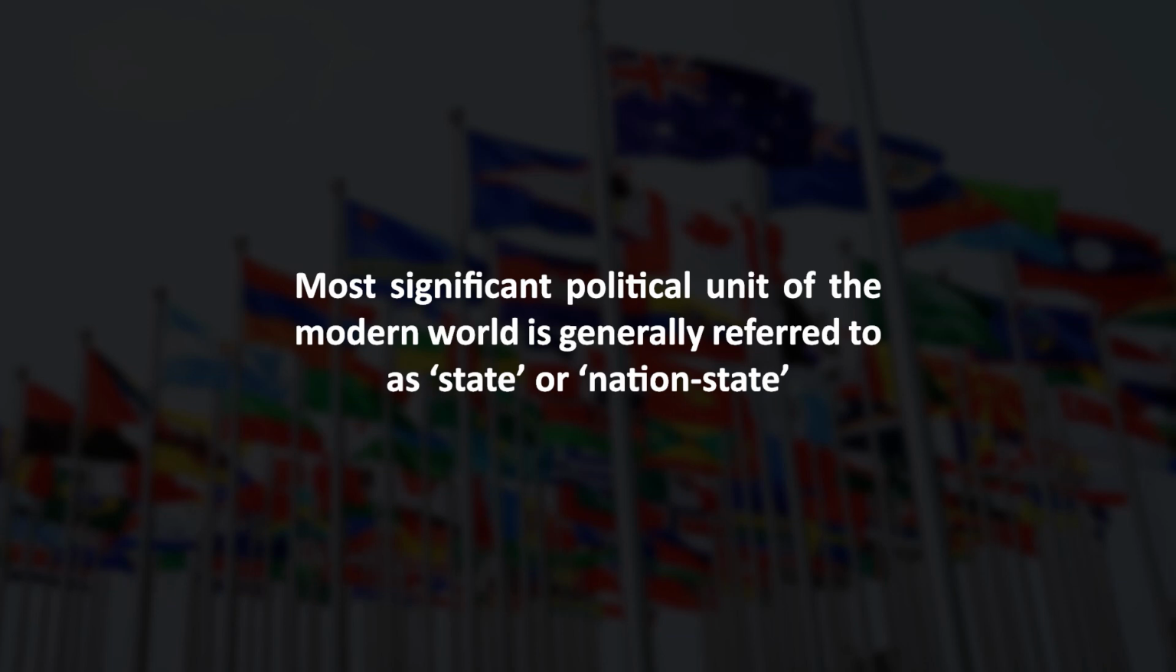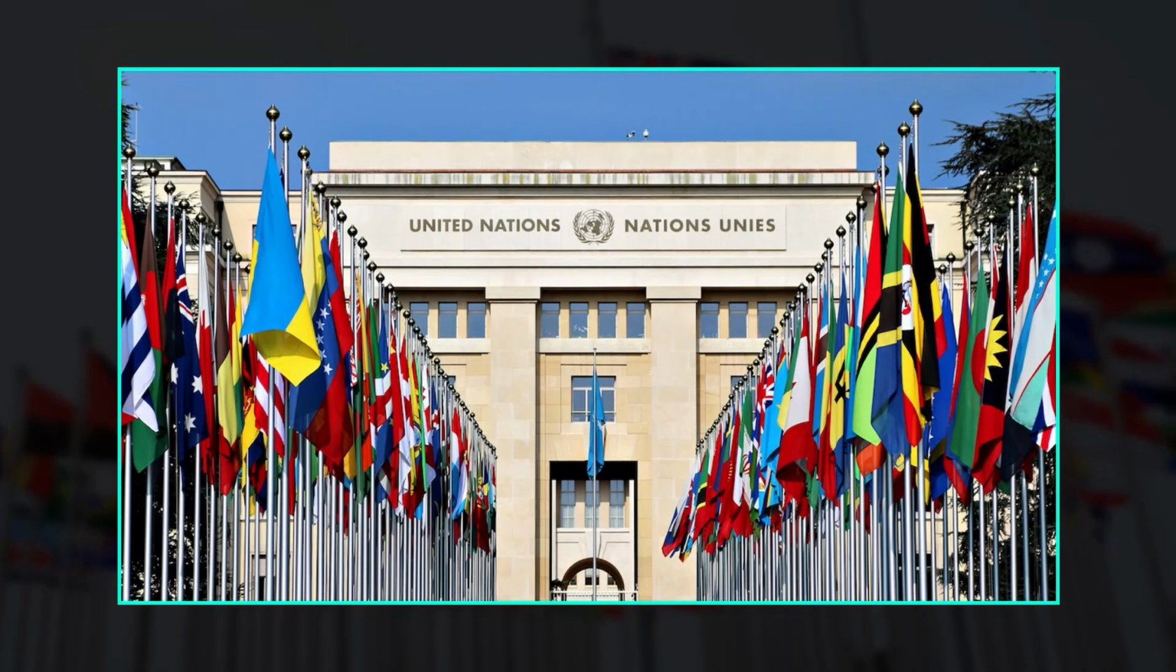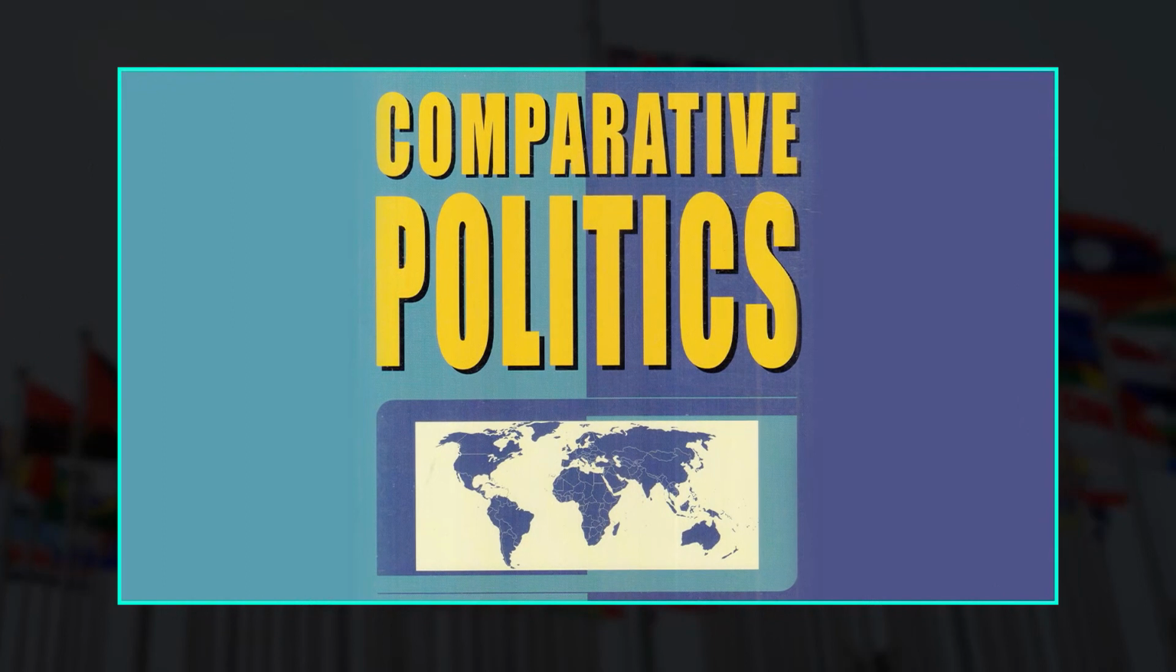The most significant political unit of the modern world is generally referred to as state or nation state. It is within and between states that contemporary political business is carried out. Being the primary unit in the study of international relations as well as in comparative politics, the nation state combines two parent or basic terms, that is nation and state. Thus, it is important to first have some understanding of these terms.